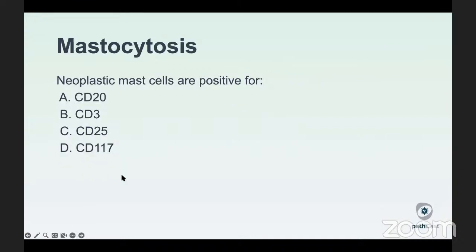Mastocytosis. Neoplastic mast cells should be positive for which one of the following? Should be positive for CD25. CD20 is a B cell marker, CD3 is a T cell marker, CD117 is positive in early myeloid, early erythroid, and mast cells as well, but it's positive in both neoplastic and benign mast cells.